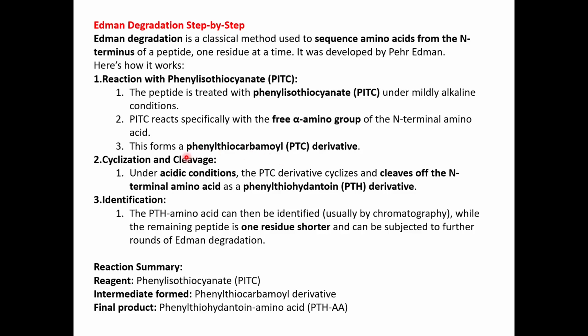The next step is cyclization and cleavage. The first step was basic; the second step is under acidic conditions. Under acidic conditions, the PTC derivative cyclizes and cleaves off the N-terminal amino acid as a PTH derivative, a phenylthiohydantoin. Then we go for identification. The PTH amino acid can usually be identified by chromatography, while the remaining peptide is one residue shorter.